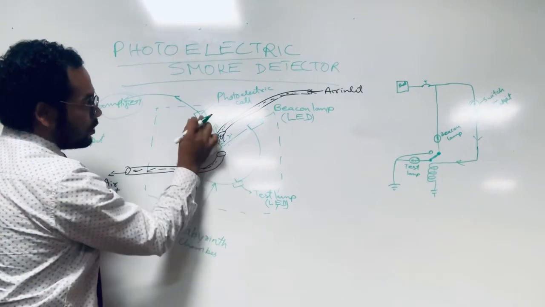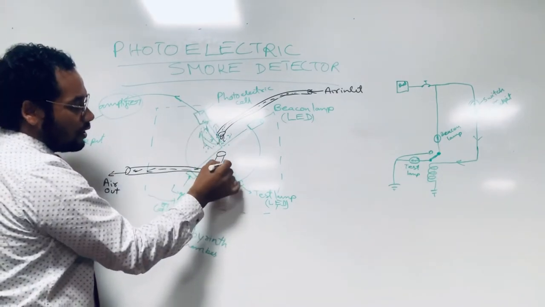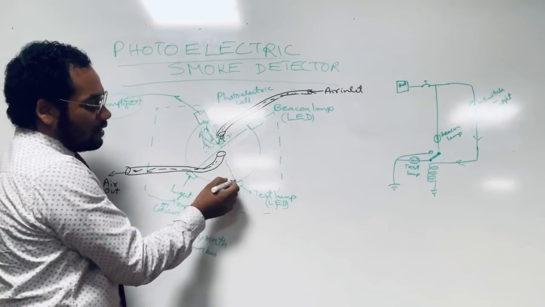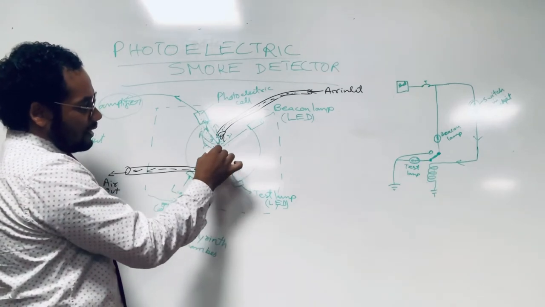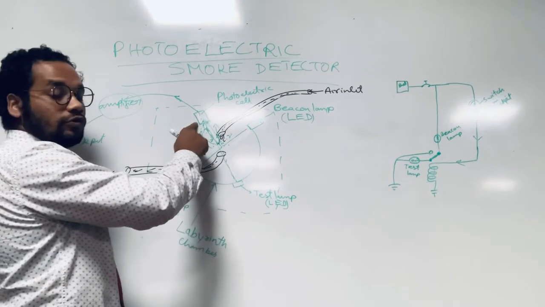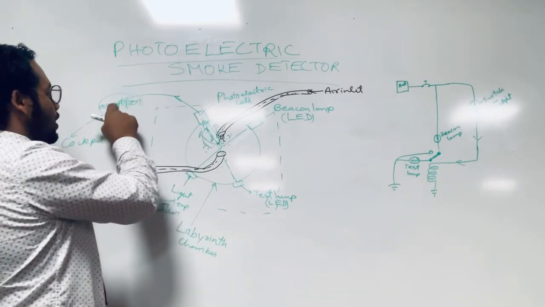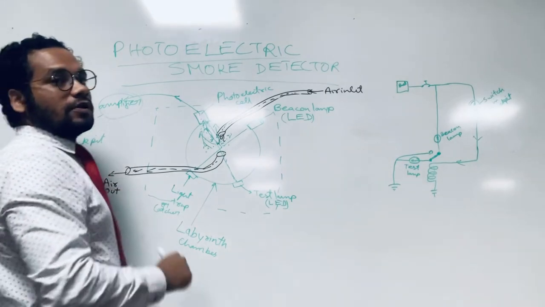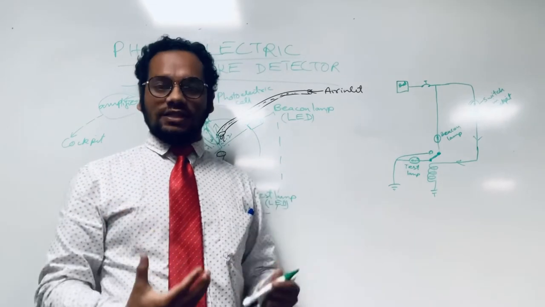It will throw light on this photoelectric cell or detector, right? So the light will fall over here. So instead of the deflected light from the smoke, you have a simulated light from the test lamp, and that light will be thrown on the photoelectric cell or detector. Hence, it will cause a current to flow through the amplifier and or computer that will trigger an alert in the cockpit. And that's how you test the smoke detector circuit.